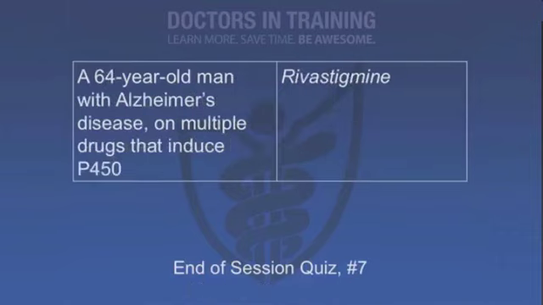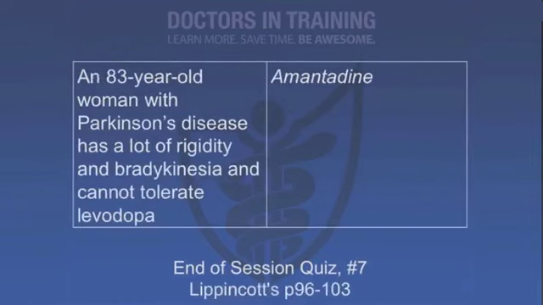A 64-year-old man with Alzheimer's disease on multiple drugs that induce P450, so cytochrome P450. So the rivastigmine would be a good one because it's the only anti-acetylcholinesterase inhibitor that does not metabolize through the cytochrome P450. Next, an 83-year-old woman with Parkinson's disease has a lot of rigidity and bradykinesia and cannot tolerate levodopa, so that's not a very good situation actually. Amantadine, now it won't help the tremor, but it can help with rigidity and the bradykinesia, so that could be a good option for her.